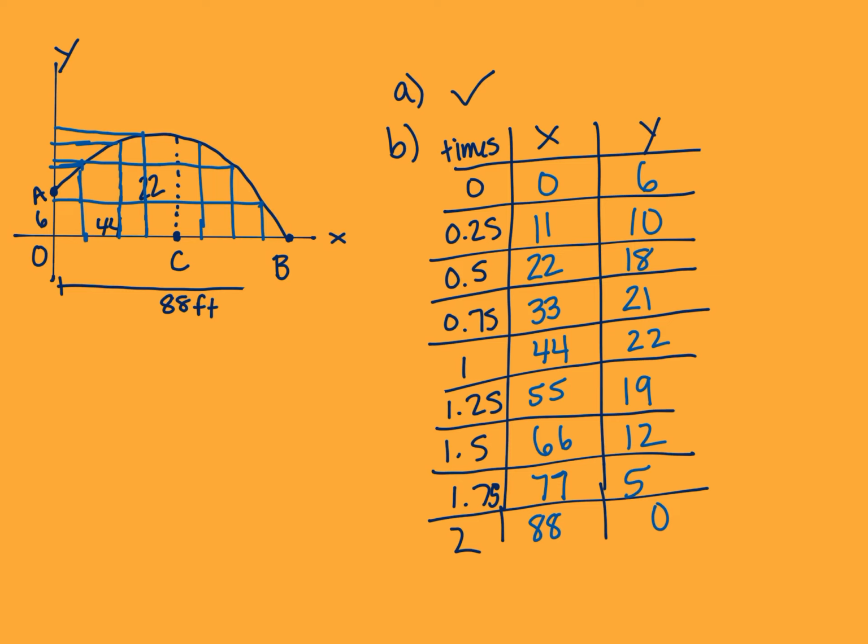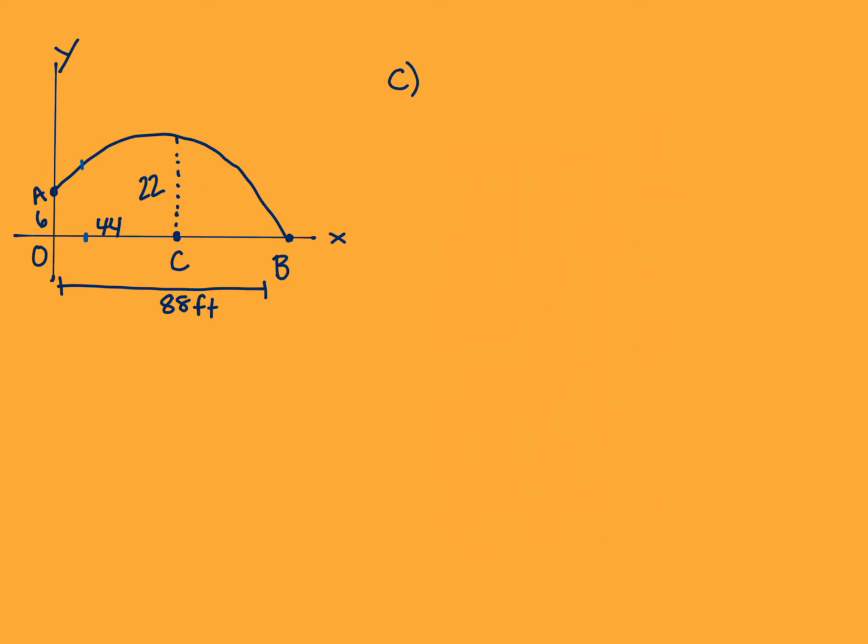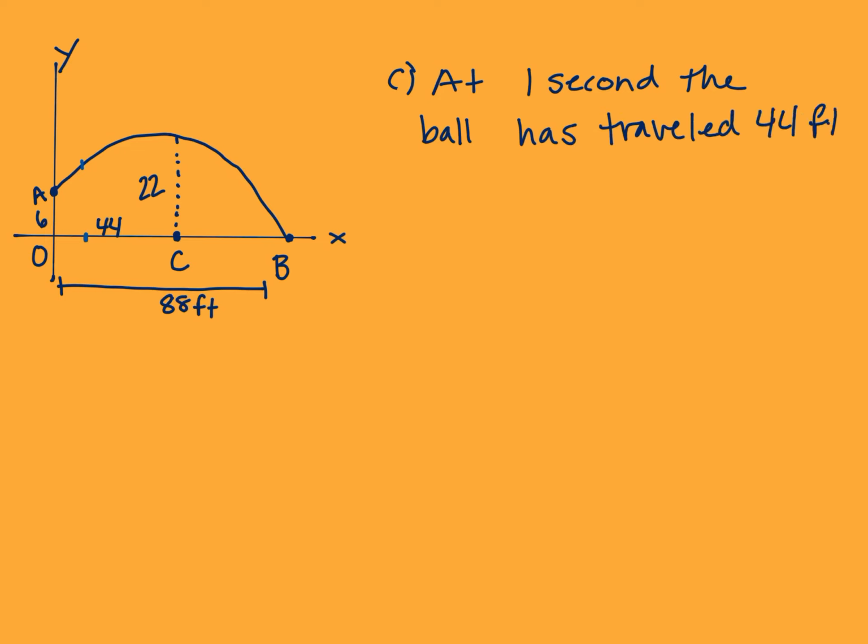Now I'm going to clean this up so we can talk about C and D. In part C, it's asking us to make 2 predictions based on our graph. And so we could say that at 1 second, the ball has traveled 44 feet and is 22 feet high. And that's going to count as one prediction. Then we're going to make another prediction.